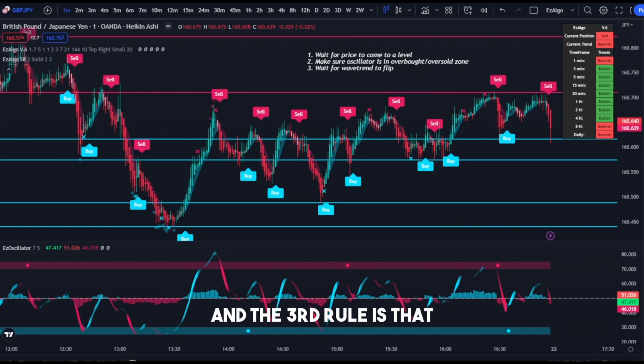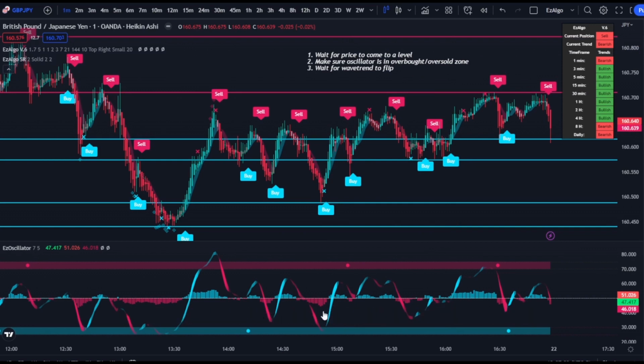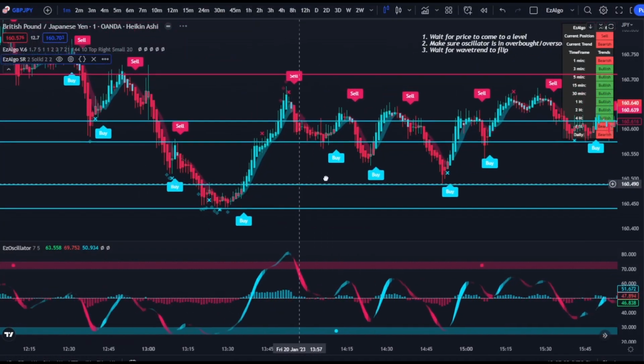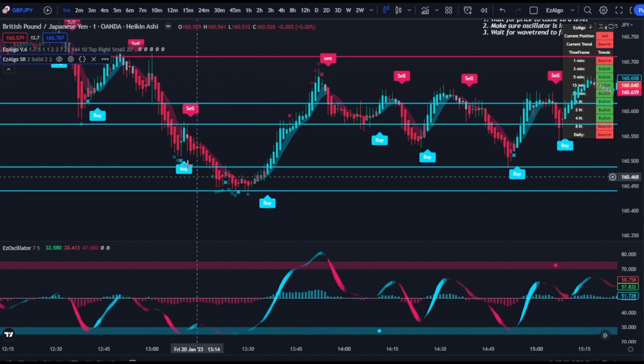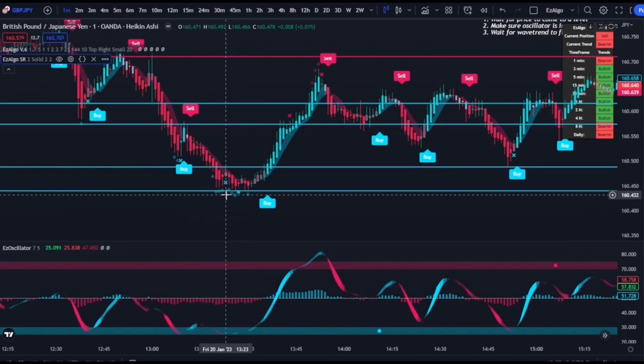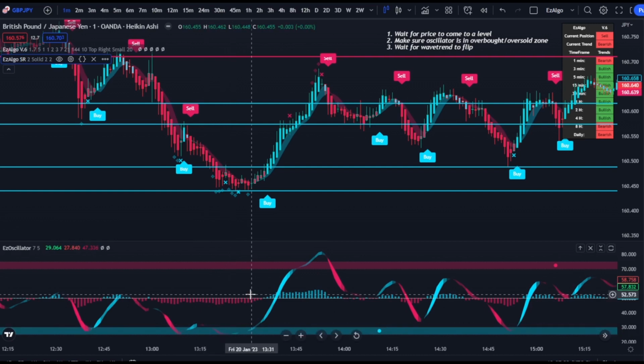All right, and the third rule is that we're going to wait for the wave trend to flip when it's in these zones. So by flip, I mean we want the color of the actual wave trend to turn from red to blue. So you can see we come down here to this level on the 1 minute time frame, and we see that the wave trend flips from red to blue right here. So at that moment, we are actively looking for a long position.